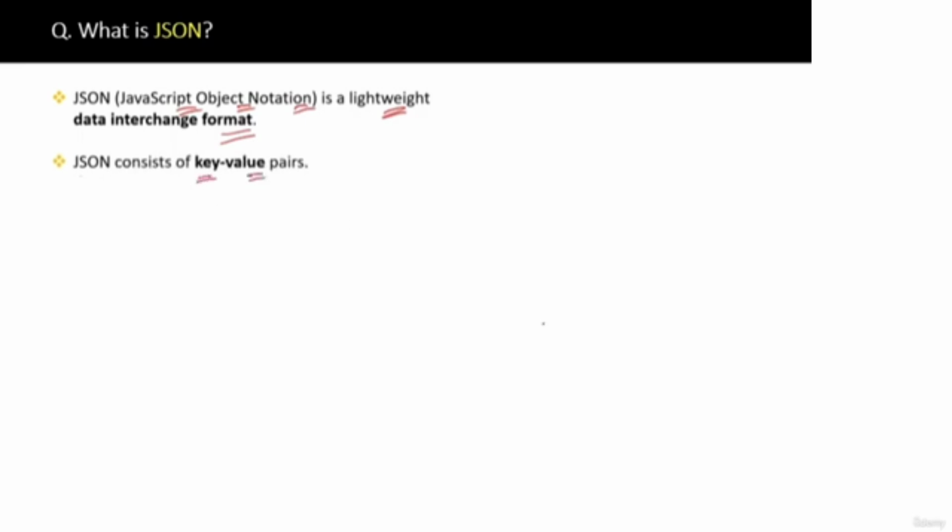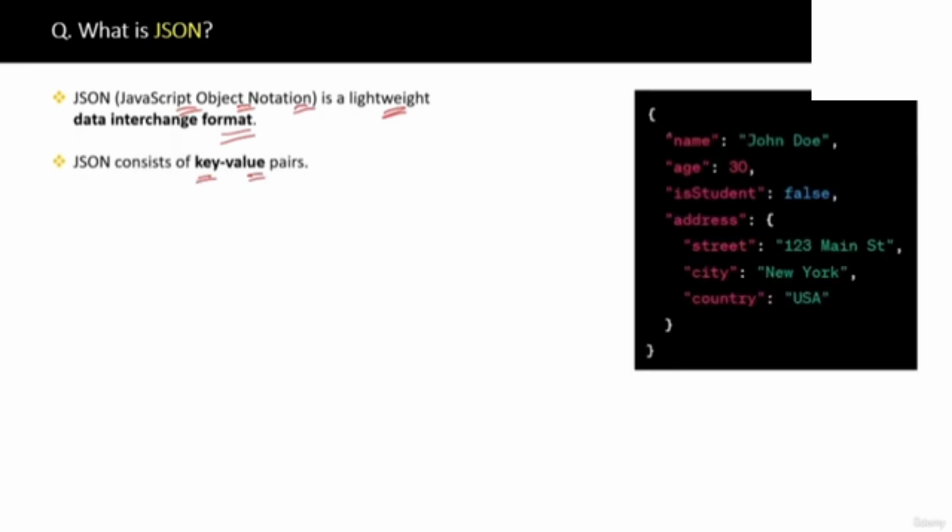What is JSON? The definition is: JSON, which stands for JavaScript Object Notation, is a lightweight data interchange format. Okay, what is this? JSON consists of key value pairs. For example, here you can see one sample JSON format that is used to exchange data between web APIs.